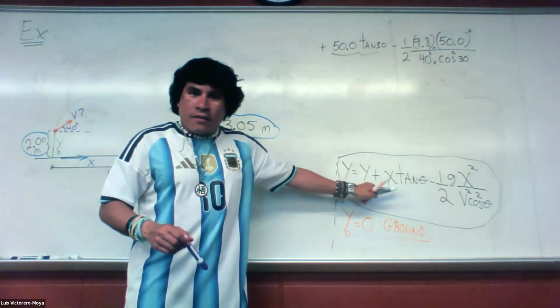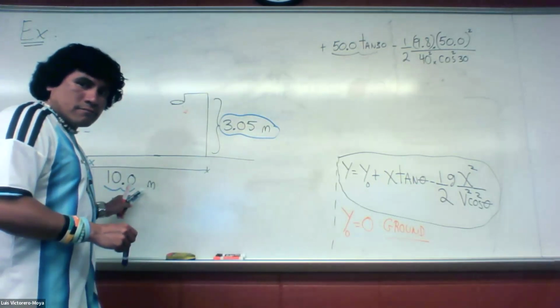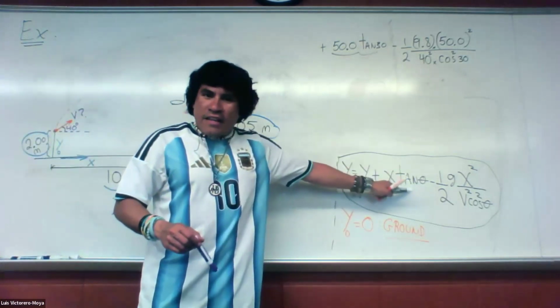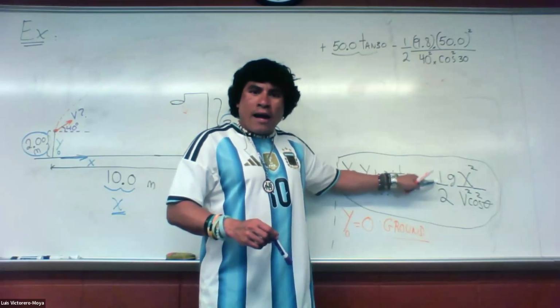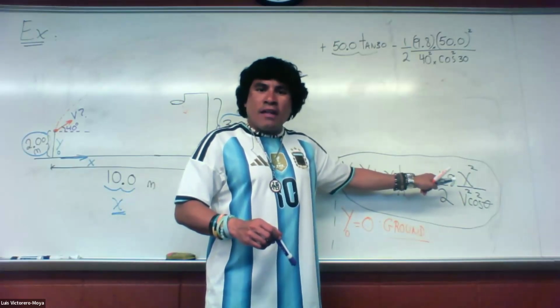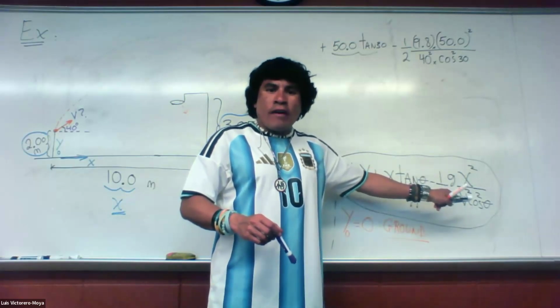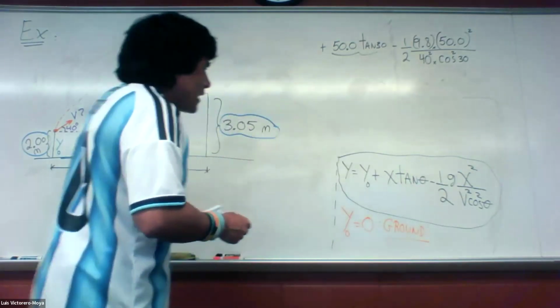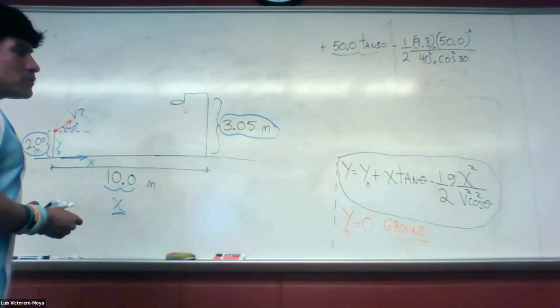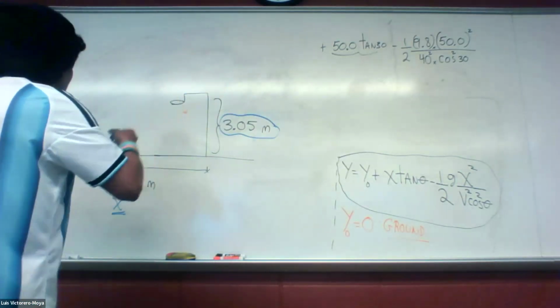x is 10, tangent of 40, minus 1/2, 9.8, 10 squared over v squared cosine squared of 40. So I have everything, right? I just have to use again that equation.